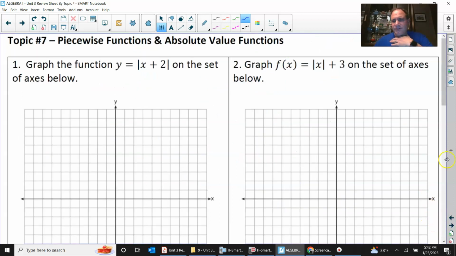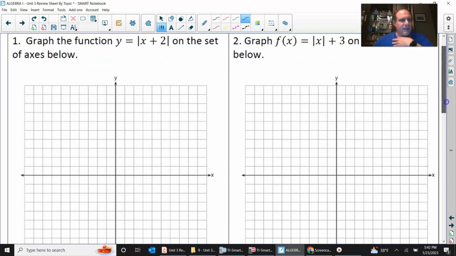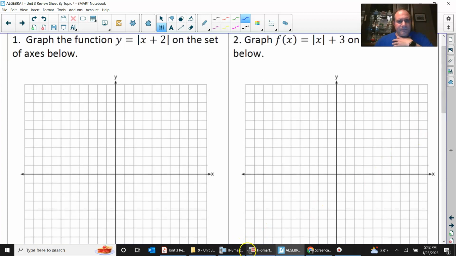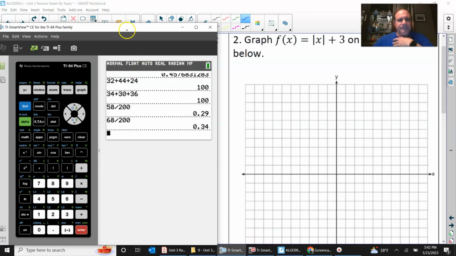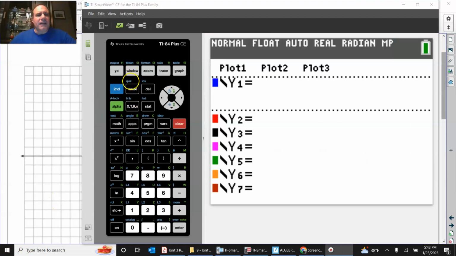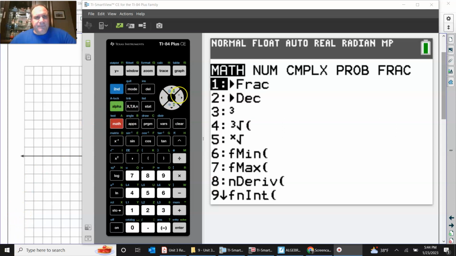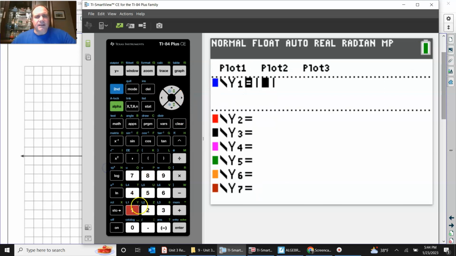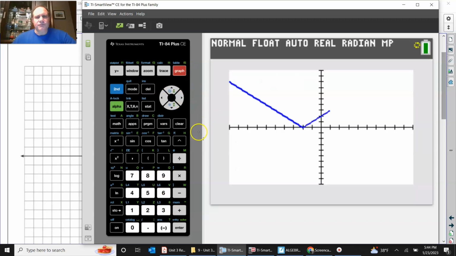All right, number 7. This is where we're getting into the graphing, and we're going to graph this on the axis below. So we're going to grab the calculator. Okay, we're going to graph the absolute value of x plus 2. The easiest way to get to absolute value, remember, is pressing math, then going over to num, and it's right there. Then we're just going to graph x plus 2 and press graph. So that's what the graph is right there.